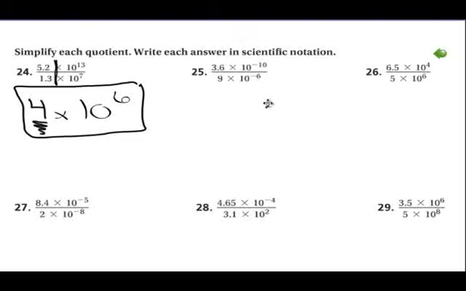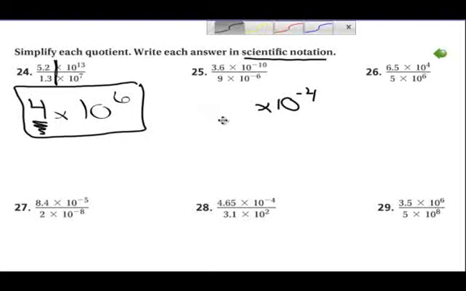Alright, so we can always kind of do the times 10 first. So negative 10 minus negative 6, well that's negative 4. Now in scientific notation, it's okay to have that negative exponent, that's alright. But I do have to do 3.6 divided by 9. What we're going to get here is 0.4.